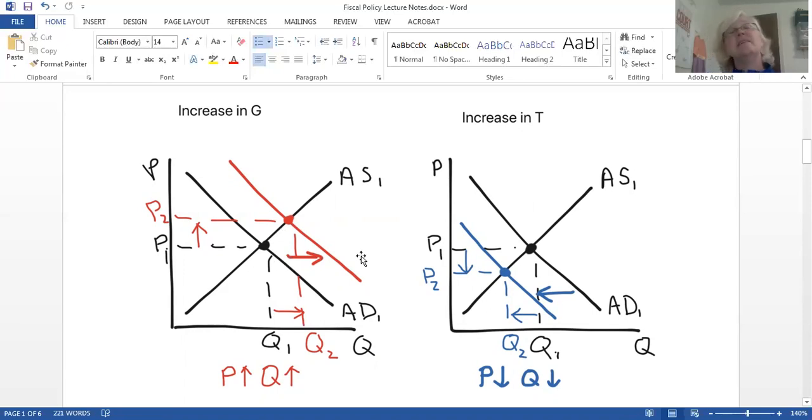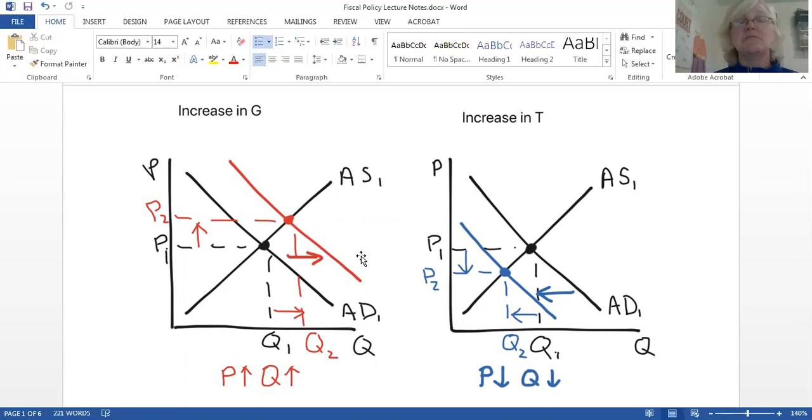Conversely, a decrease in G will send that aggregate demand curve to the left. So if I had said decrease in G, maybe on a homework or a quiz, something like that, or an exam, you would shift that aggregate demand curve to the left instead. In this case, G went up.